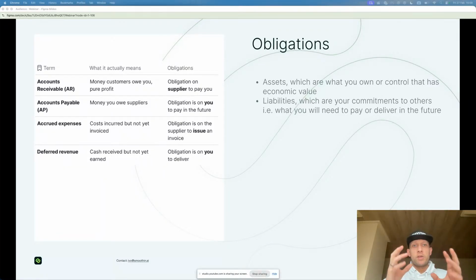Now, because of these 4 concepts, the things that we can calculate in finances are 2 things. One is assets. So these are things that you own or control that have economic value. So you can either sell it, or, just money in the bank is also an asset because you can use it to pay for anything. Then the other thing that we can look at is liabilities. So liabilities are your commitments to others and something that you need to pay and deliver in the future, right?